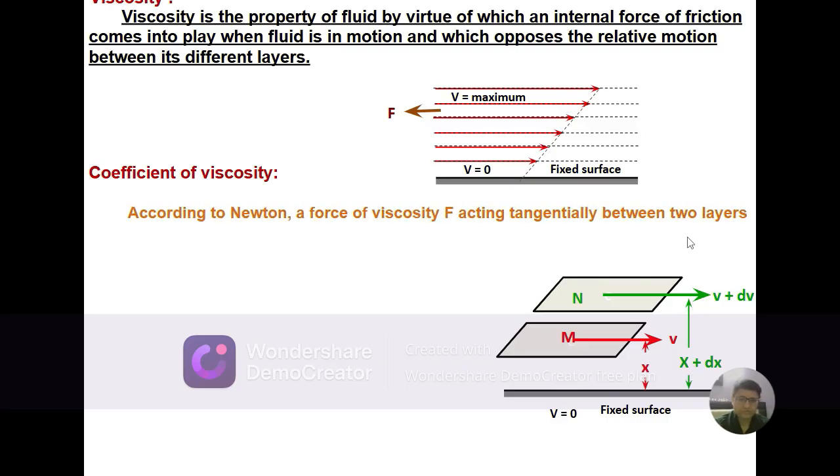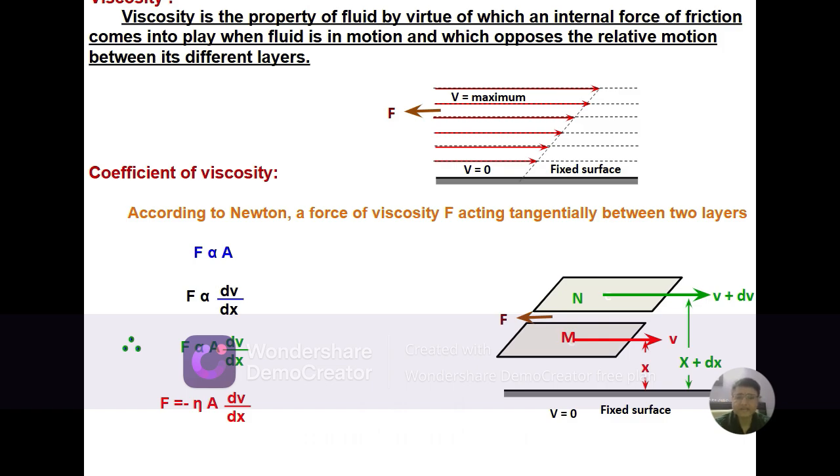So the force of viscosity, or viscous force, depends on two very important factors. Number one is the area of contact. Number two, it depends on the velocity gradient, velocity divided by distance. When we combine these two things, we get F is directly proportional to area into dv by dx, and the constant, the coefficient here, is called the coefficient of viscosity, eta.